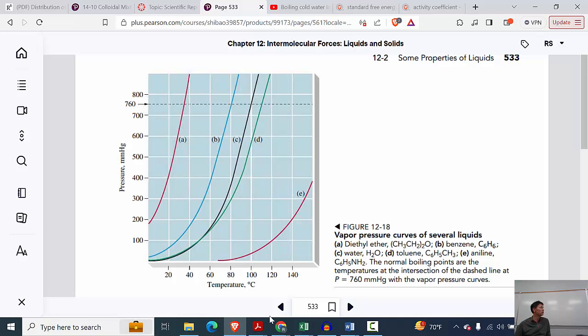Well, the black curve intersects here. What temperature is that? So we drop back down and we take a look at the temperature, and the temperature is 100 degrees C. So 100 degrees C is the normal boiling point of water, correct?